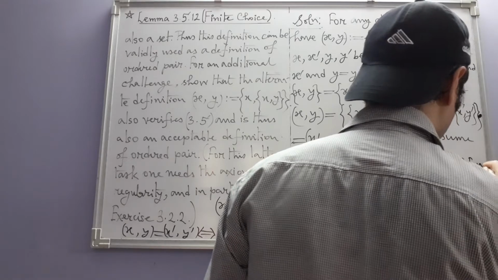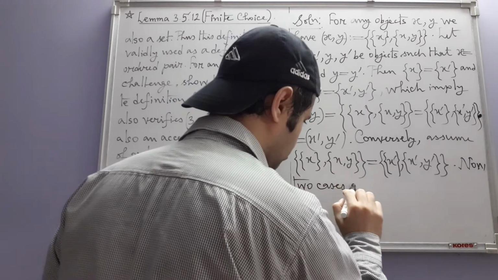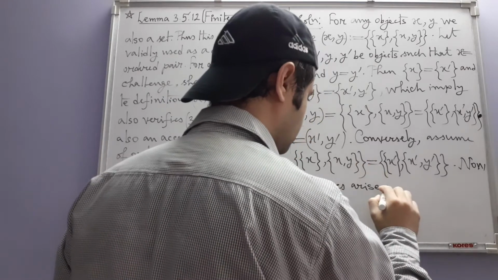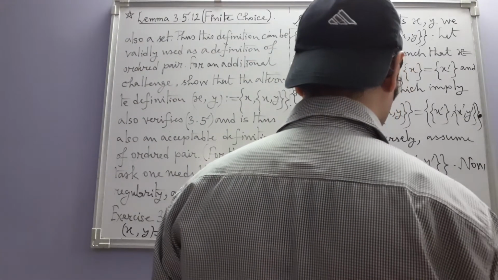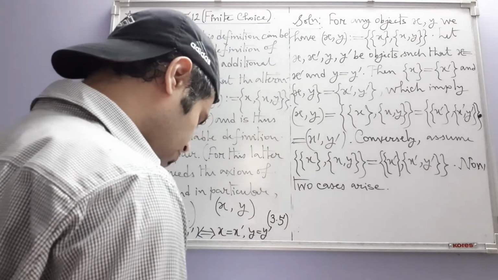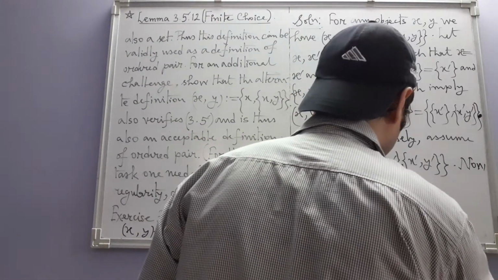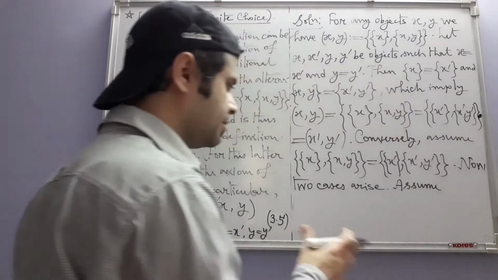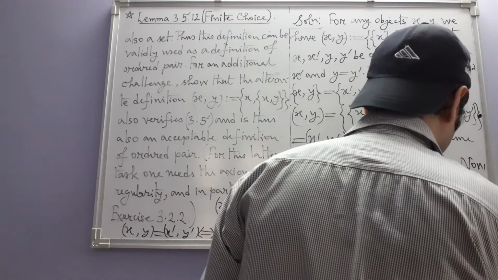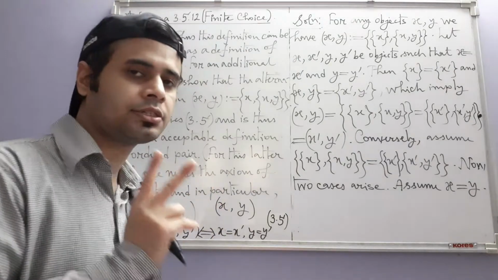Now, cases arise. So what is the first case? The first case is that x is not equal to y. Or let us deal with the easier one. Assume x is equal to y. Exactly two cases will arise.